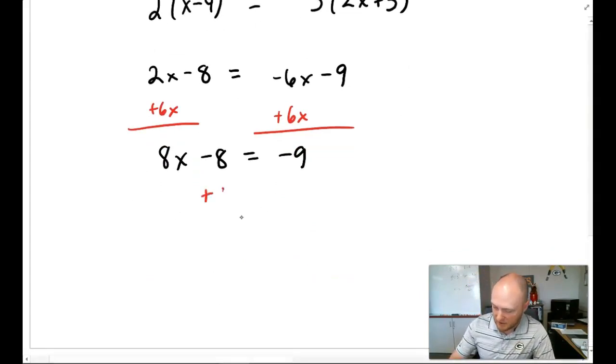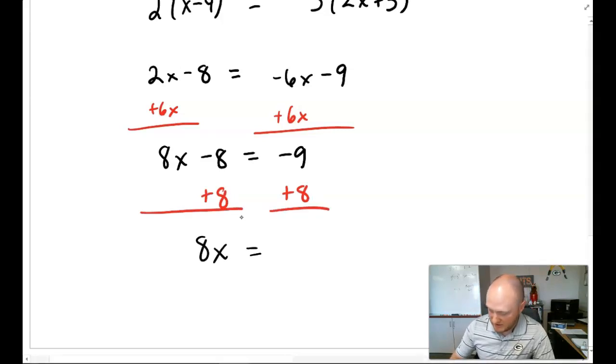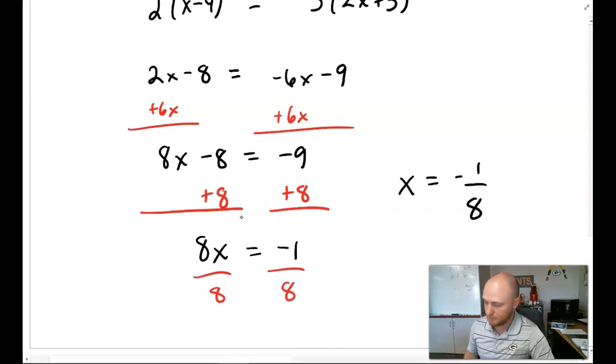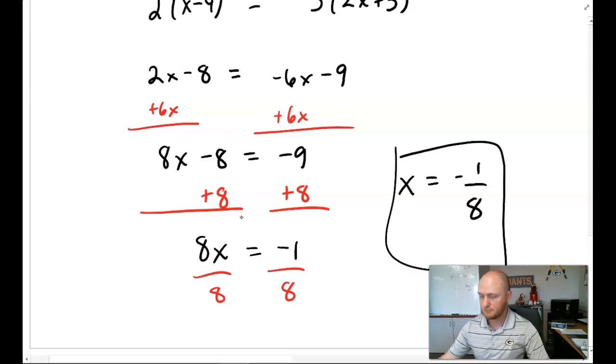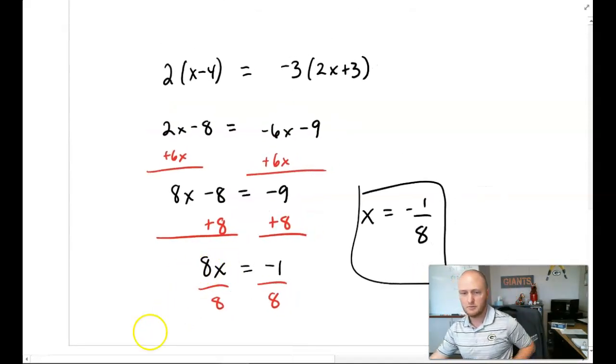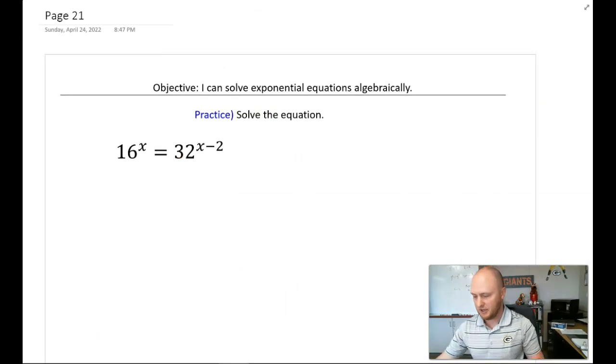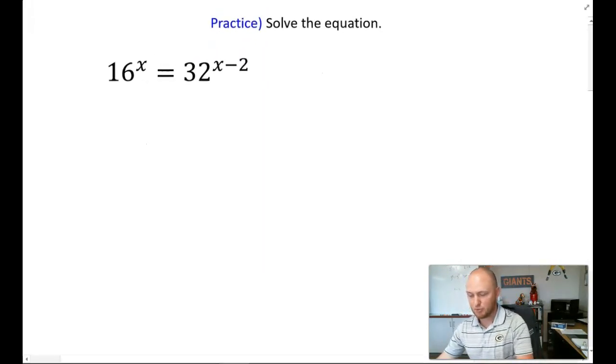I'll go ahead, combine my numbers. I'll add 8 to each side. And we get 8x is equal to negative 1. Divide both sides by 8. And we get x is equal to negative 1/8. There you go. All right, and here is the last practice problem.